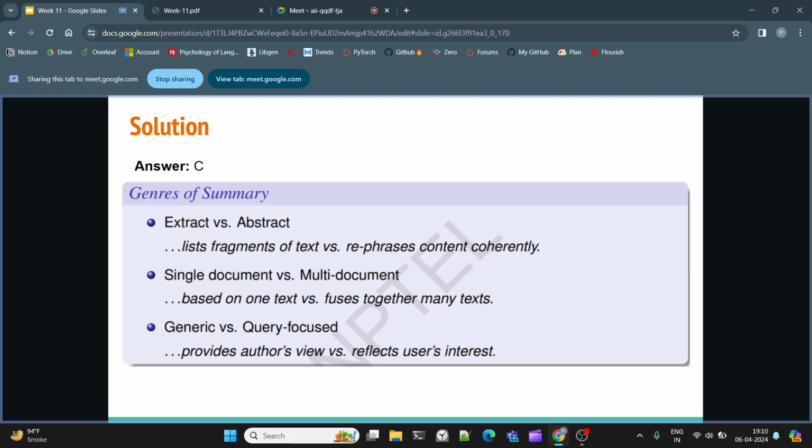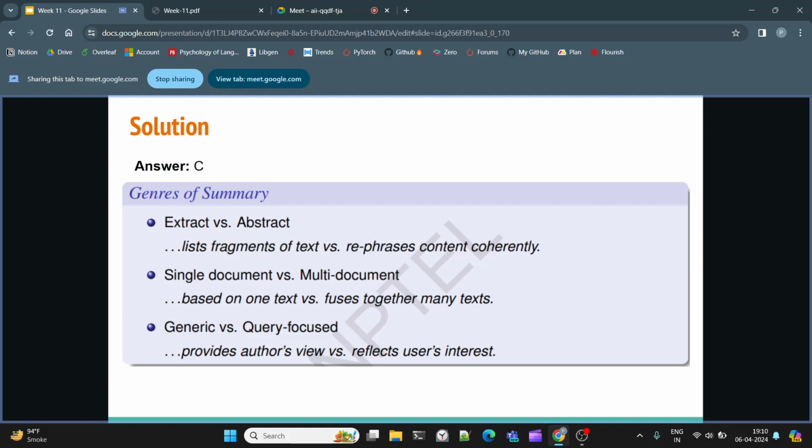First is extractive versus abstractive summarization. What happens in extractive summarization is we take fragments of text. What does that mean? We take the input document, which consists of sentences. We break down the input document into sentences, and then we pick the important sentences that would be a good summary for our text. So we're extracting sentences directly from the document that we have, and that is what categorizes extractive summarization.